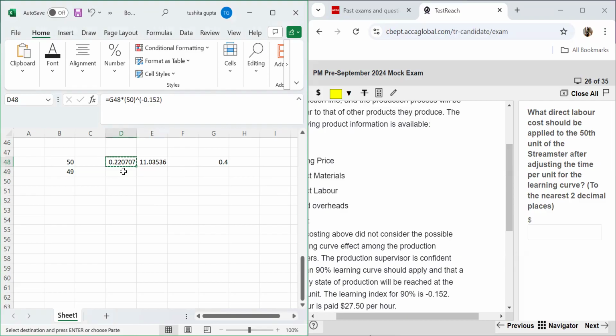Similarly, we'll be working it out for the 49 units. So 49 units, I'm just going to replace. This has to be G48 and this needs to be made 49. So for 49 units, this is the average time. And now to calculate the total, again, I'm going to multiply this with 49 units. So the time that it has taken for the 50th unit is nothing but the difference between these two, which is these many hours. And this needs to be multiplied by their hourly rate, which is 27.5, to arrive at the final answer of 5.15.